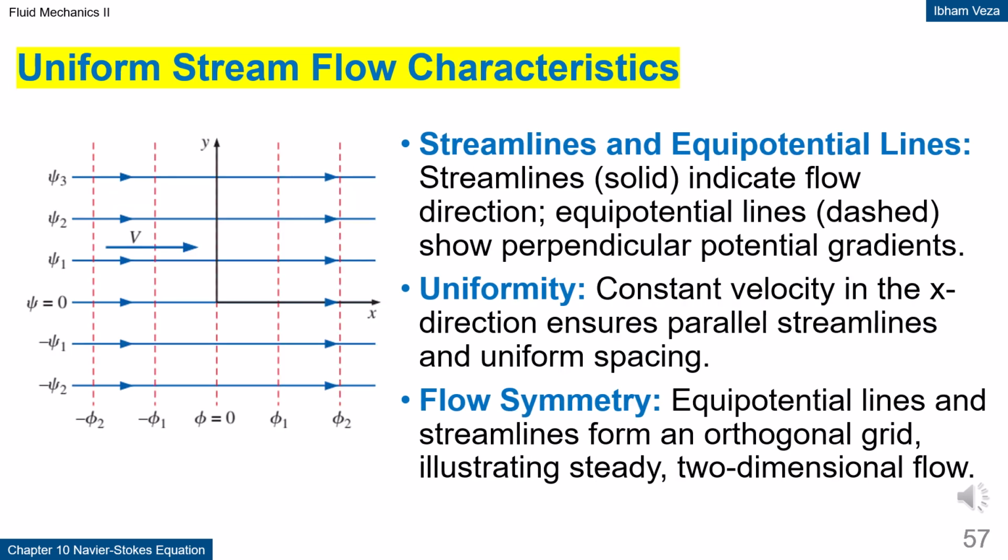Uniform stream flow characteristics. In uniform flow, the velocity is constant and its direction is parallel throughout the domain. The streamlines are straight, parallel lines with equal spacing. Equipotential lines are always perpendicular to the streamlines. This pattern reflects a very simple and orderly flow field. Although simple, this flow is often used as a basic component in superposition.